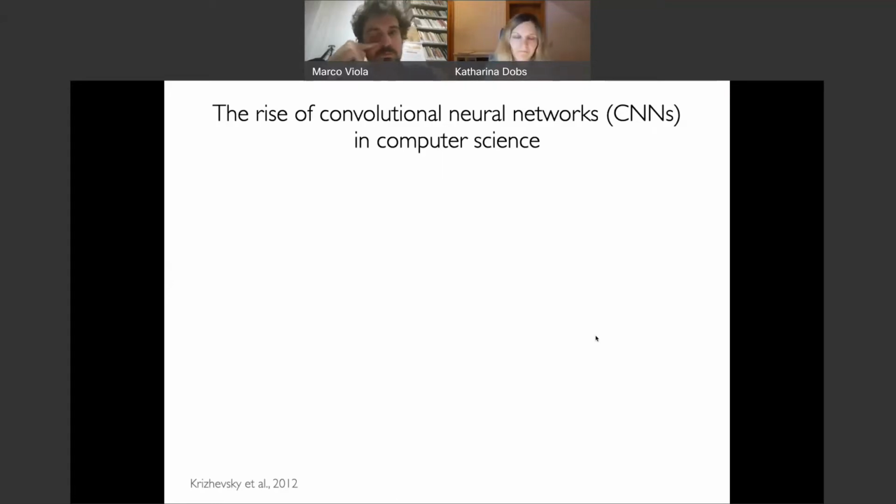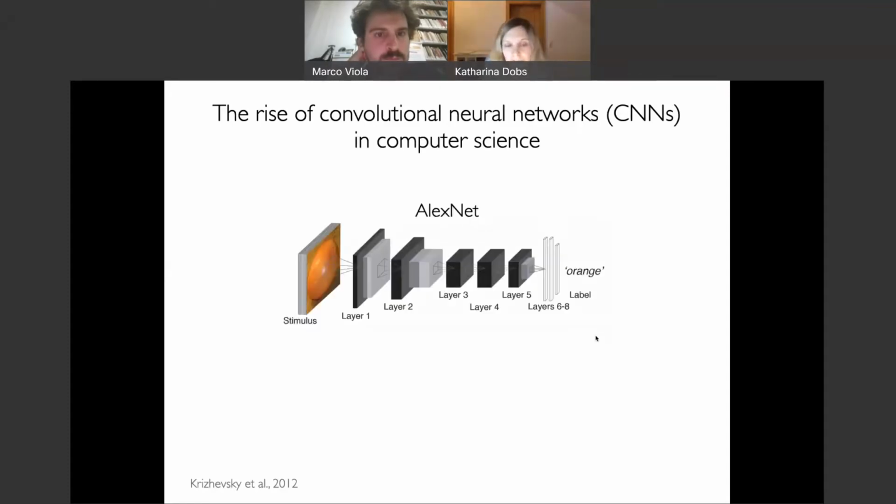So I'm just giving you a quick overview here. In 2012, Krizhevsky et al. developed AlexNet, which is a CNN optimized to classify images into object categories. And critically, these CNNs are image computable, meaning that they can be trained on natural images, like that image of the orange here. And this image then gets put through a cascade of operations, extracting features of the image, pooling those together, and eventually classifying the object category. So like the label orange here.